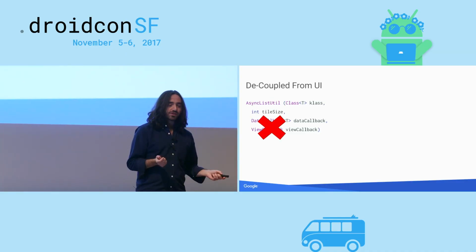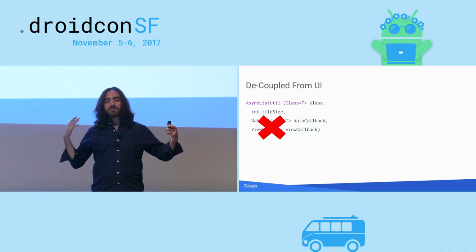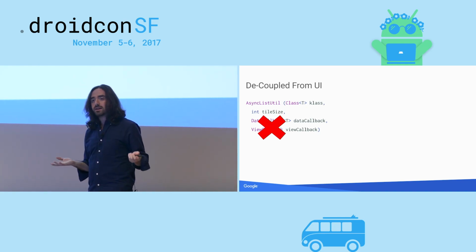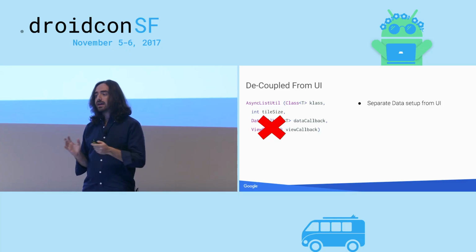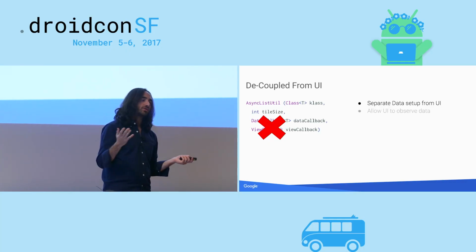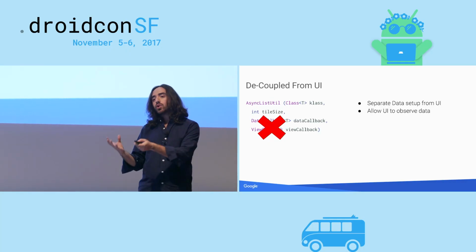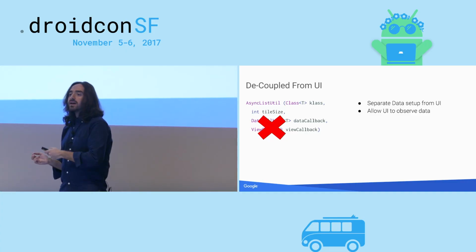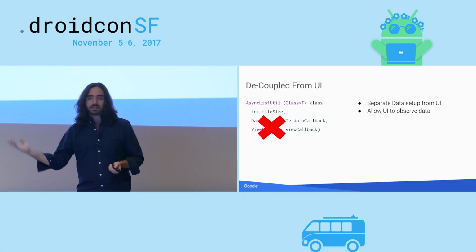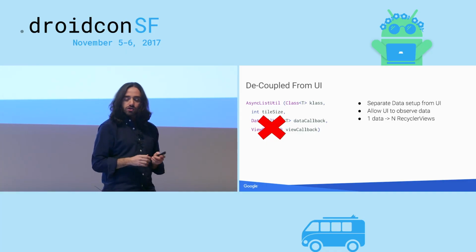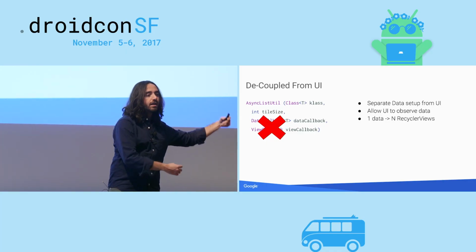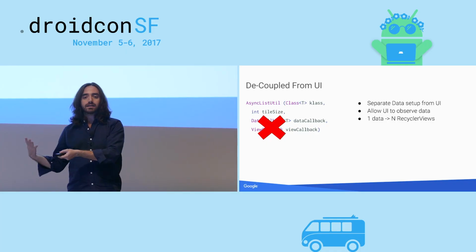Okay. So first thing, we should never have this data callback and UI callback together. We need a very clear separation between the data and the UI. And usually this works by you allow UI to observe the data. So the data can be independent, change by itself, and UI has a way to observe this and reflect changes. This also means you design it in a way that there is one data, there is one list of things, but there is potentially n recycler views.